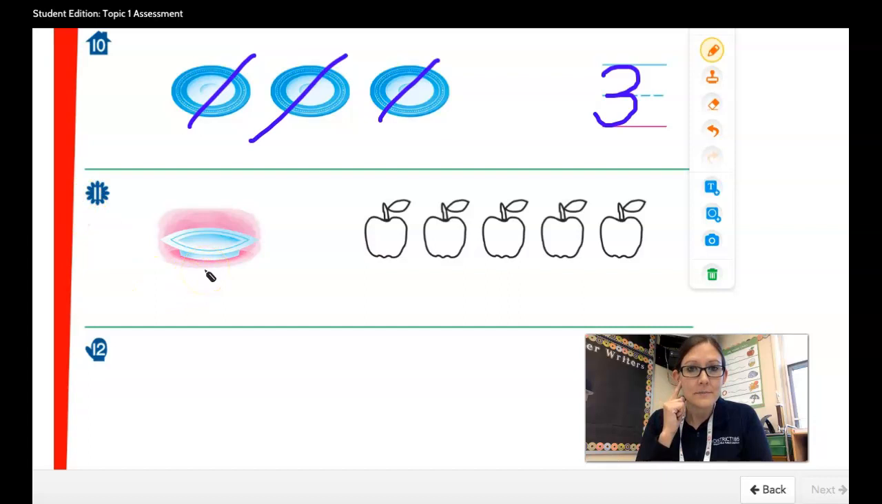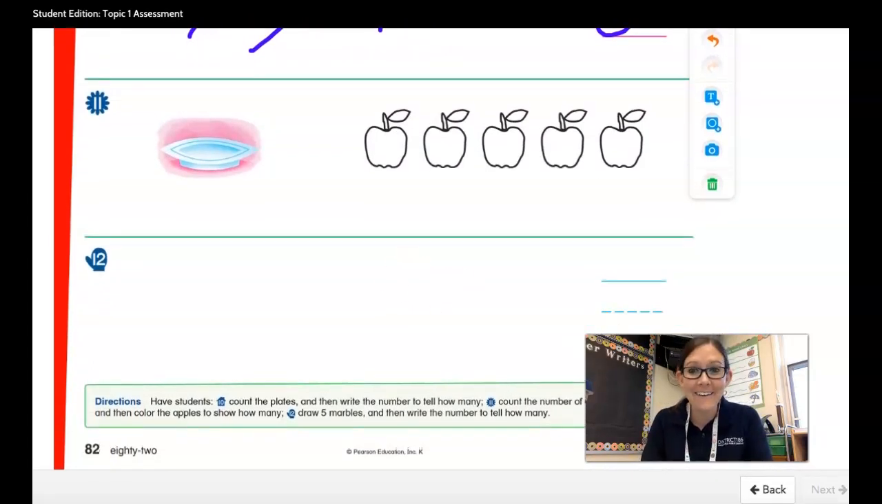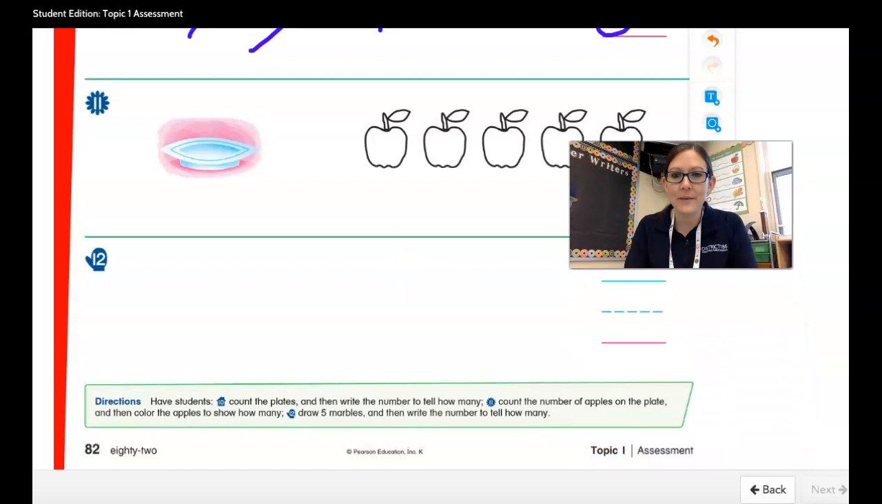Listen first. Count the fruit that's on that plate and then color the apples to show how many. Go ahead. How many fruits are on that plate? Did I trick you? None. There is 0 pieces of fruit on that plate. So how many apples do we color to show how many? We don't color any because there's none on the plate. So we do not color any, and that shows 0. I almost tricked you, didn't I? No, I didn't. All right, I'm going to move my video up here.